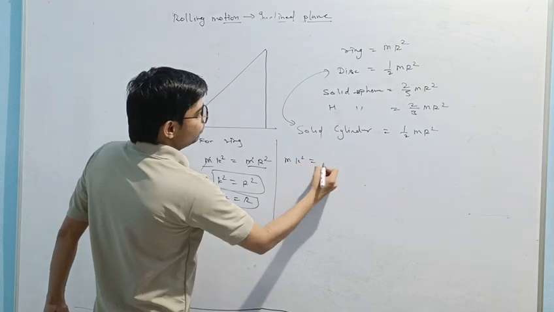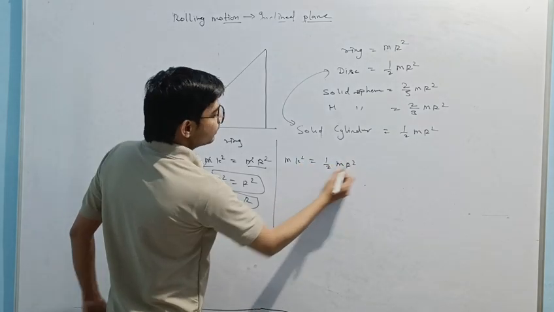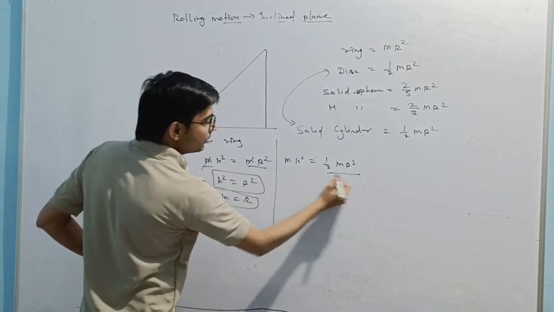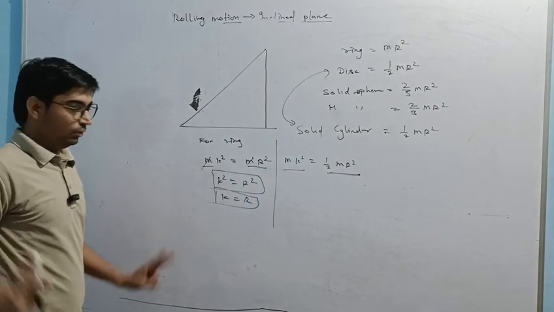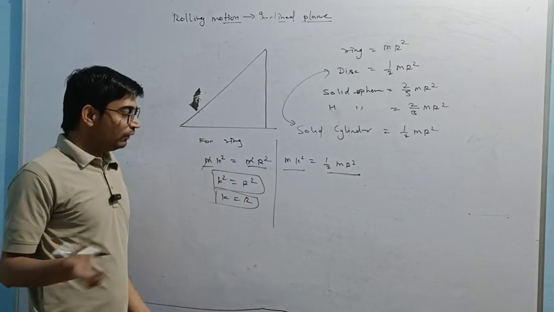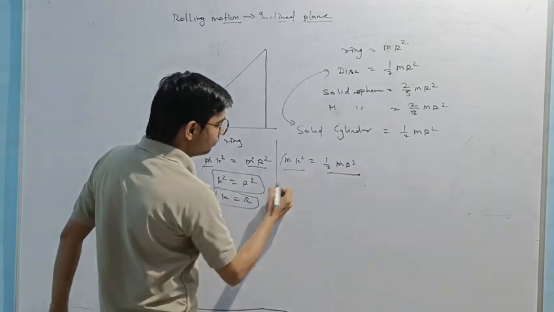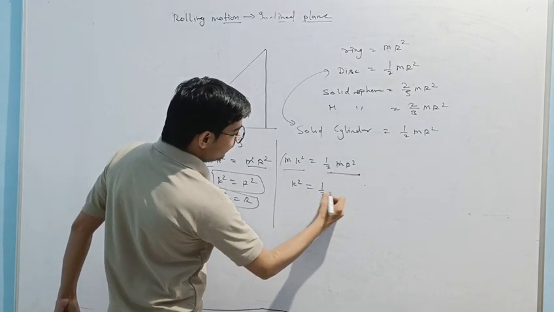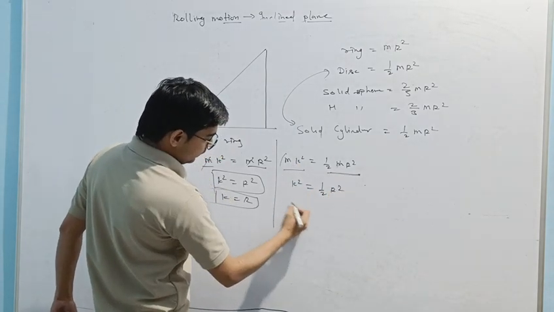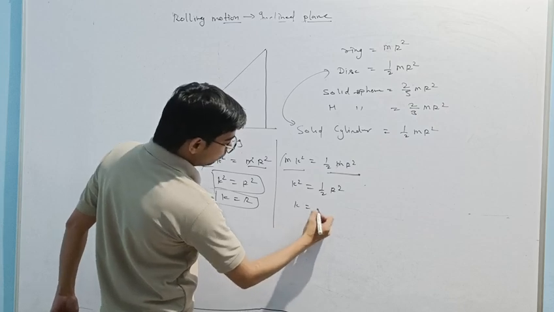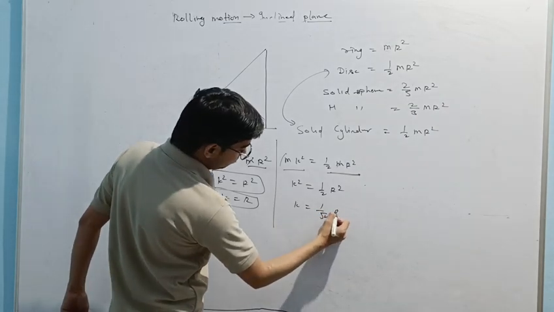Both are important. Next one, for disk, mk square is equal to 1 by 2 mr square. This moment of inertia is actually m into k square. That's all. Just compare and solve the value of k. m and m cancel out. k square is equal to 1 by 2 r square. Then k is equal to 1 by root 2 into r.